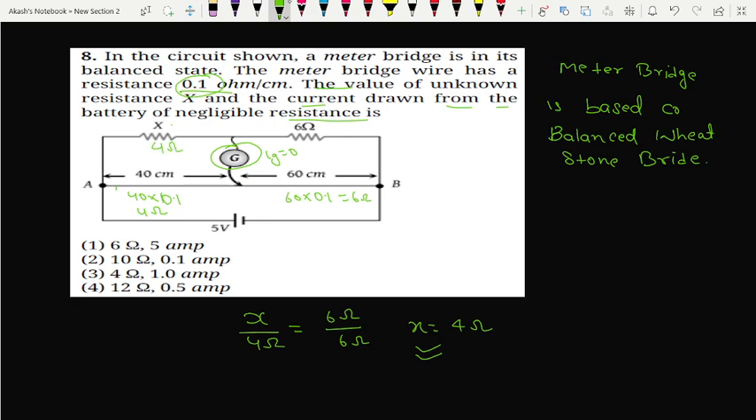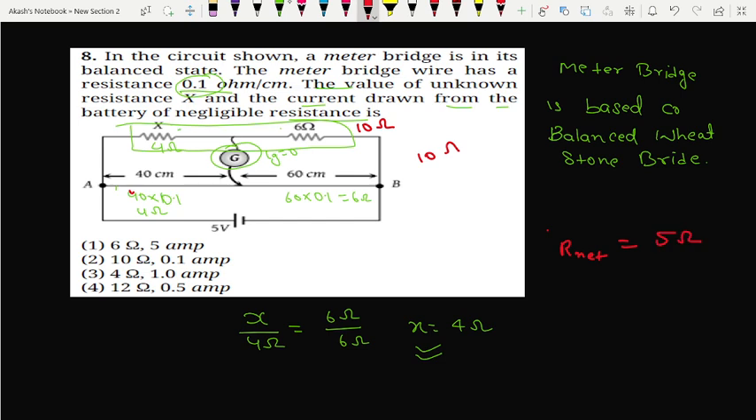Now coming to the current drawn from the battery. We know that 4 ohm and 6 ohm are in series, so the net resistance here is 10 ohm, and across this is also 10 ohm. Both are in parallel. Then the net resistance R net is equal to 5 ohm.